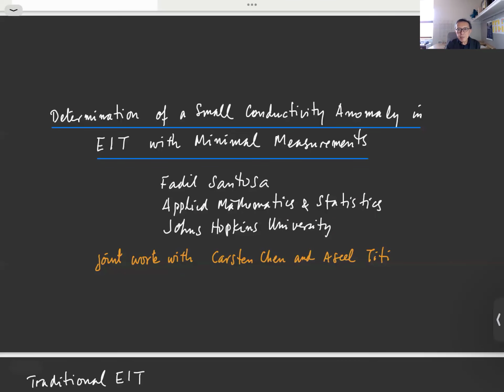Today I'm going to talk about an inverse problem in EIT. Basically, it's the problem of determining a small conductivity anomaly in EIT with minimal measurement. I will explain a couple things later. One of the key things that I want to mention is what I mean by measurement. This is joint work with Carsten Chen, who is a graduate student here, and Asil Titi, who is a postdoc here.